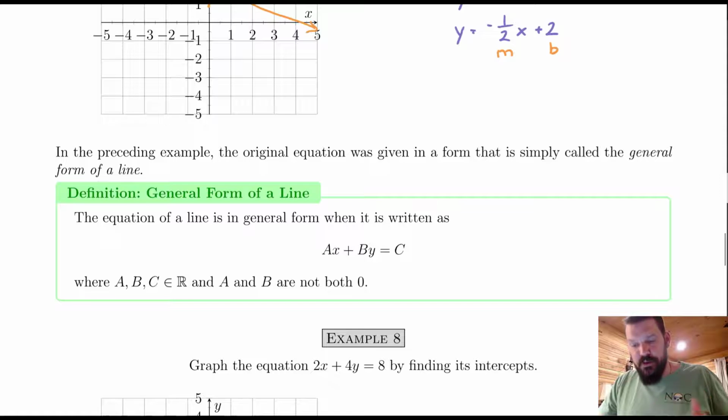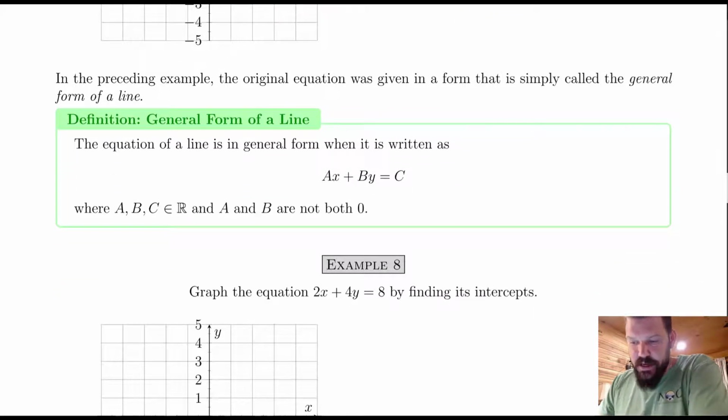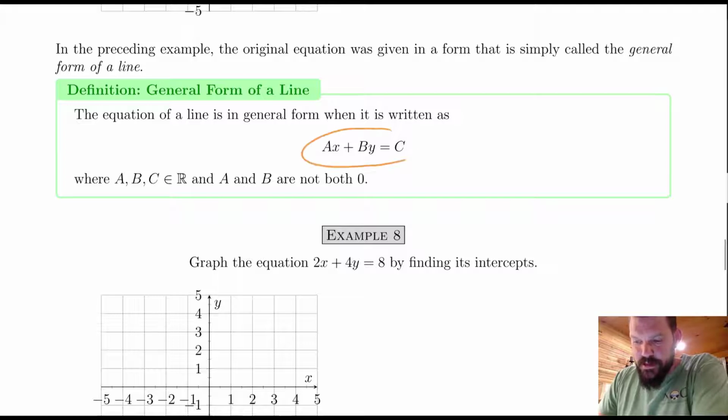I mentioned a minute ago the standard form of a line. It's also known as the general form of a line. With the standard form of a line, it's always in the form ax plus by equals c, where a, b, and c are going to be some real numbers, and a and b can't be 0.